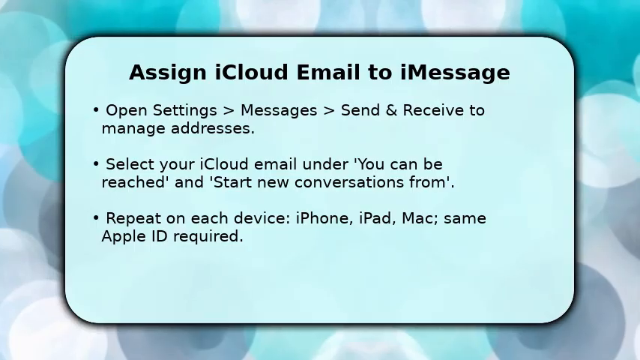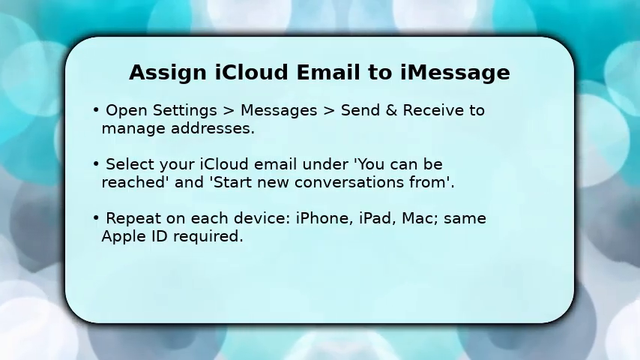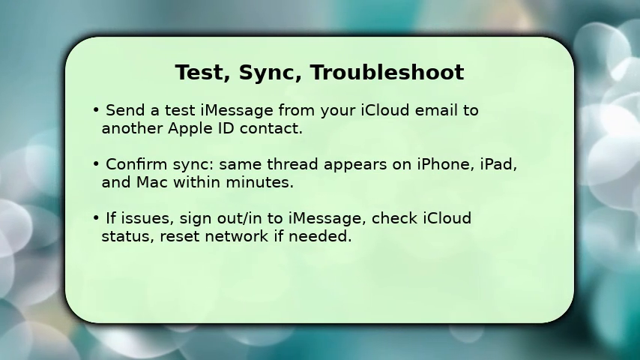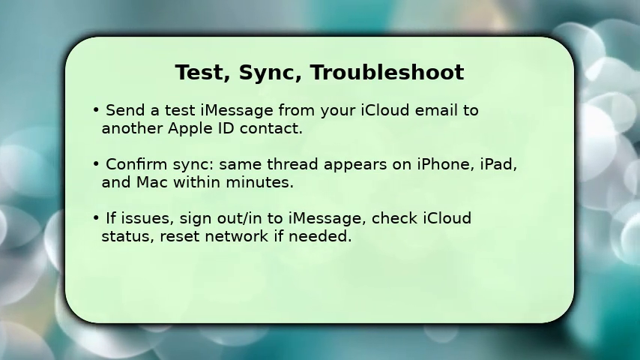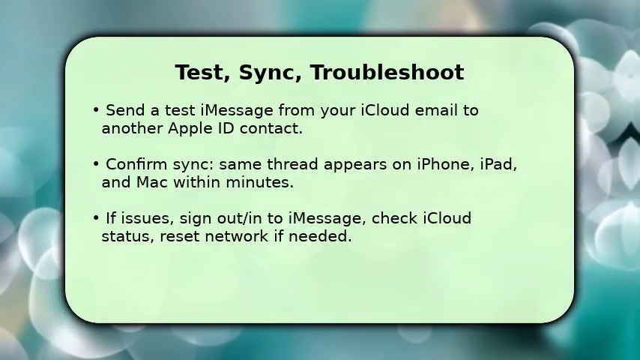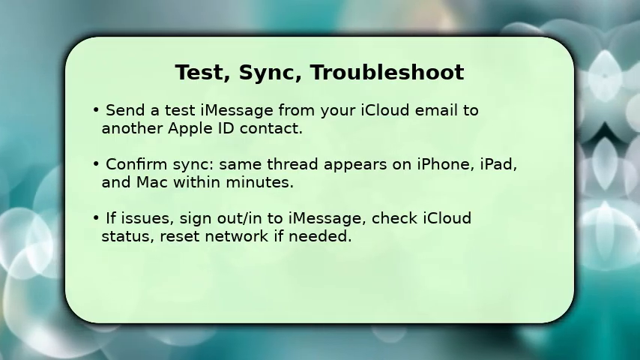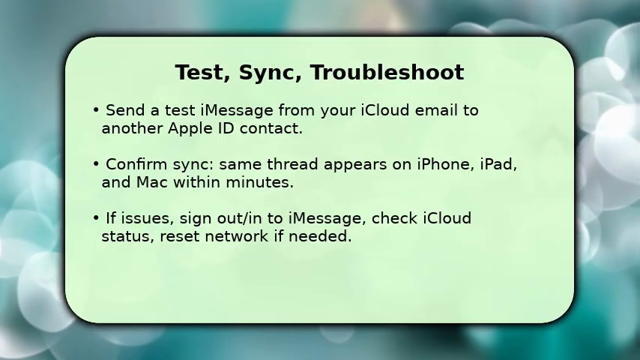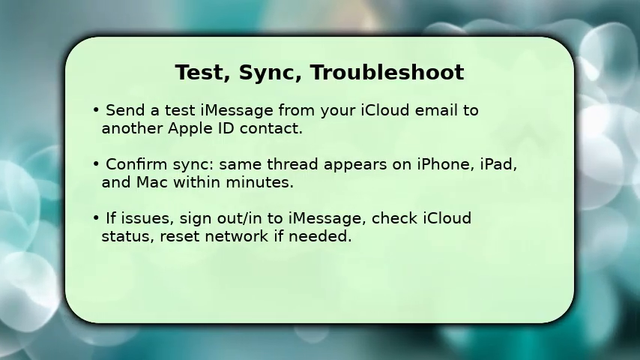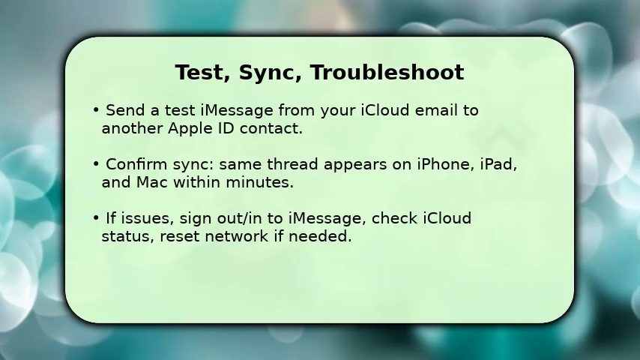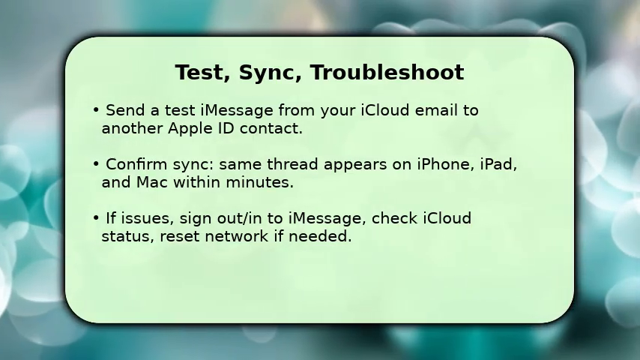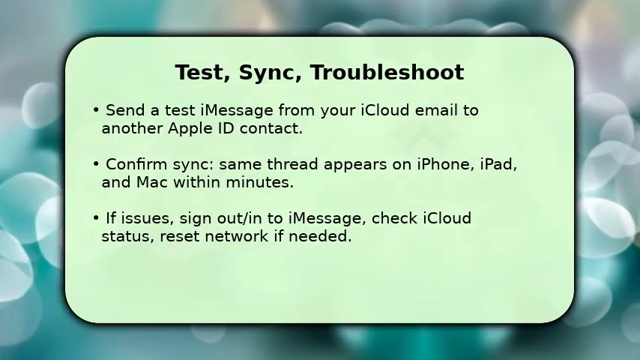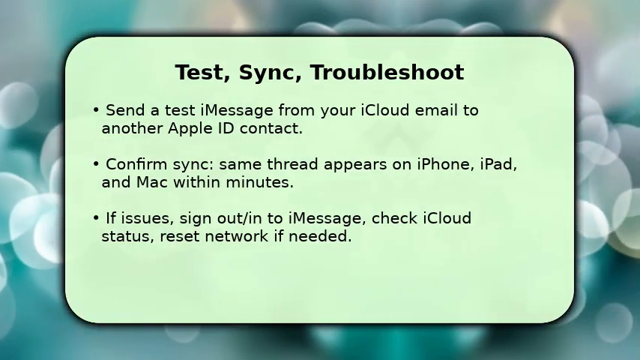Finish by testing and syncing. Send an iMessage that starts from your iCloud email to a contact. Once done, make sure the same thread appears on your other devices. If messages don't sync, sign out of iMessage and sign back in to force re-registration, and make sure two-factor authentication isn't blocking devices. If still stuck, check Apple ID status in Settings and reset network settings as a last quick fix. This resolves most connectivity-related iMessage issues.